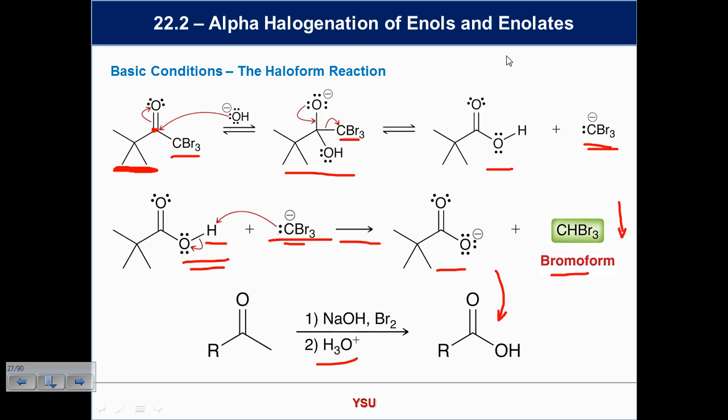So there's your bromoform reaction, or haloform reaction in general. Three alpha halogenations followed by an acyl substitution.